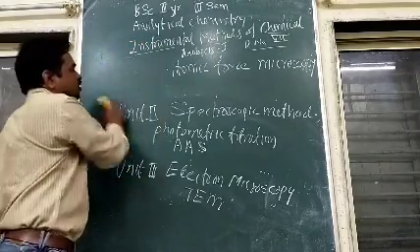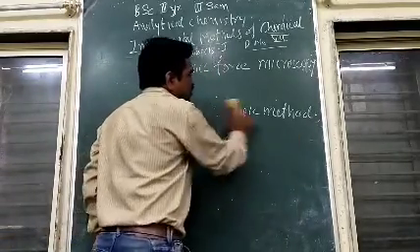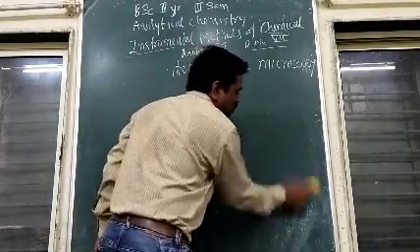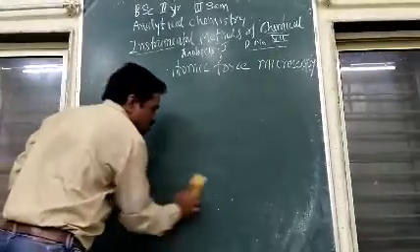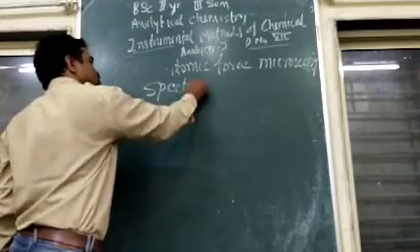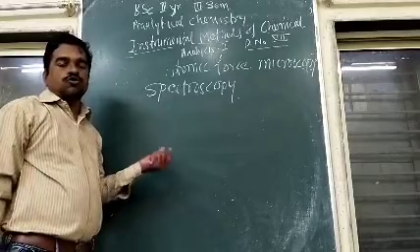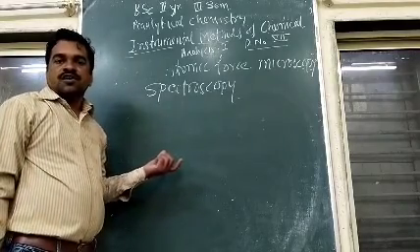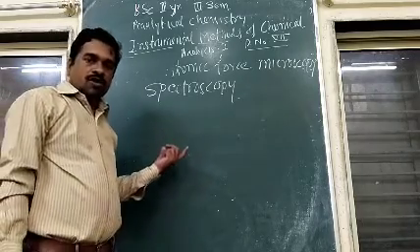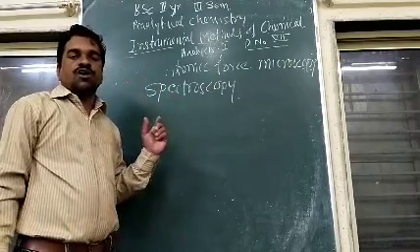Now before starting the actual syllabus, we see generally what is spectroscopy, because all these 4 units are related to spectroscopy. Spectroscopy is the most modern tool in chemical analysis. It may be in analytical chemistry, organic chemistry, or physical chemistry. In all branches of chemistry, spectroscopy is the most modern tool for analysis.